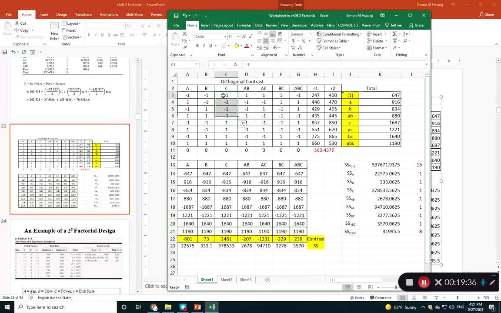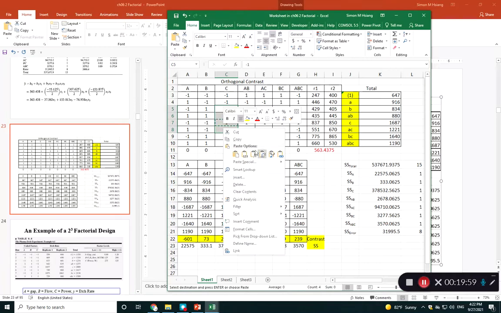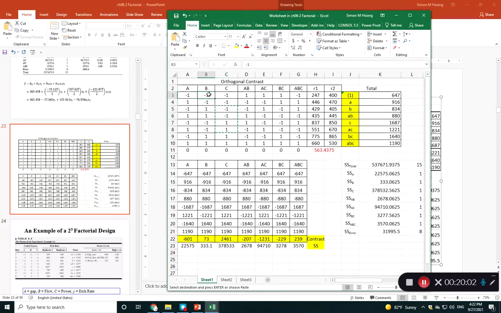I'll start by doing C: -1, copy, paste, +1, copy, paste. So now I have 8 of them, right? And then I just use the middle 4. That's right here. I'll use this, copy, and paste. Because that way it will be 2 negative, 2 positive. And then, of course, copy one pair, negative, positive, paste here. Then I generate my ABC.